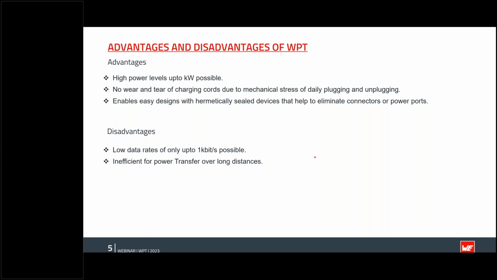The disadvantages are that very low data rates are possible, only up to a few kilobits per second, and it's inefficient to transfer power over long distances, because then we lose energy in the form of heat and it is not very efficient. So keeping these in mind, we will see in the future slides how we can use it to our advantage, combining it with the advantages from NFC technology to build a more efficient system combining the two technologies.